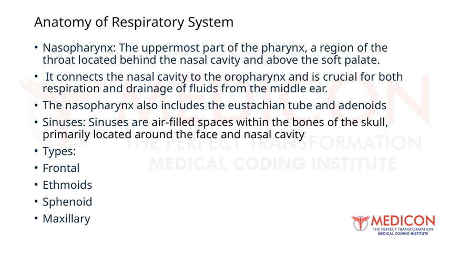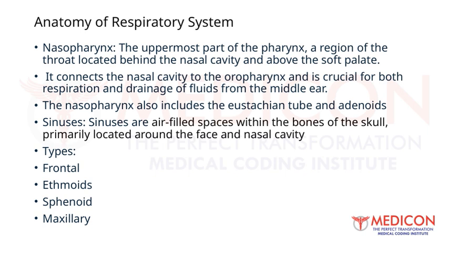Additionally, it's important for drainage of fluids from the middle ear, which helps prevent infections. You'll also find the eustachian tube and adenoids within this region, both of which are key in maintaining ear health and immune response. Moving on to the sinuses, these are air-filled spaces nestled within the bones of the skull, mainly around the face and nasal cavity.